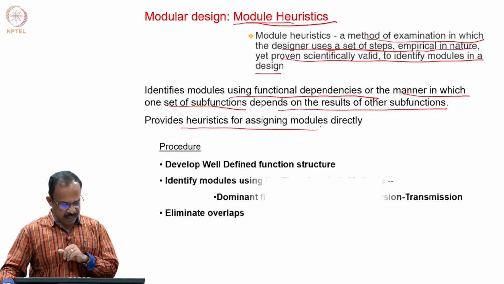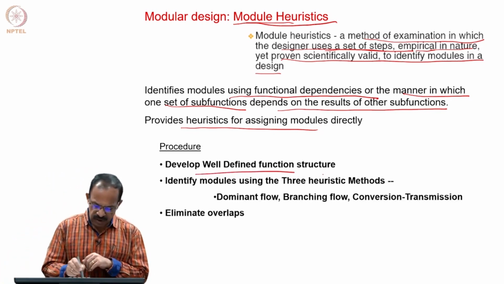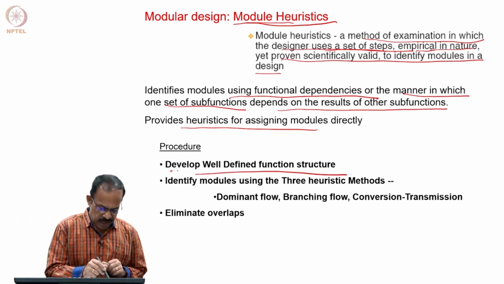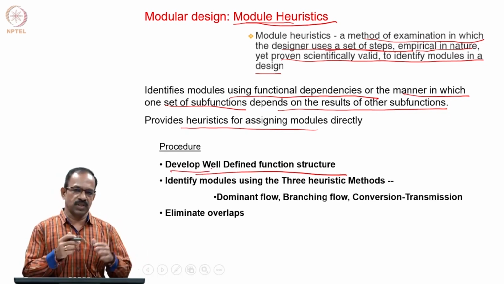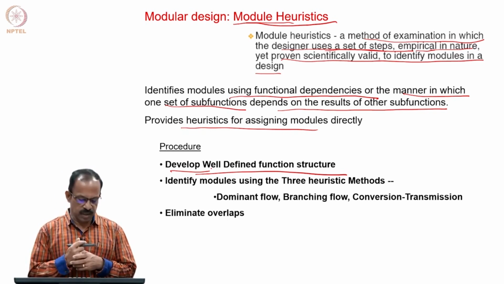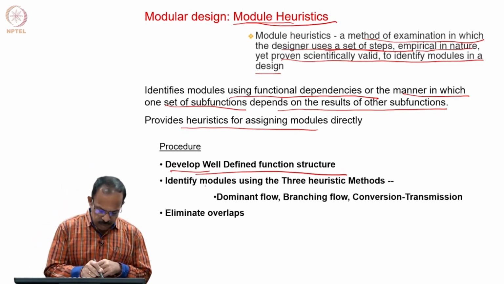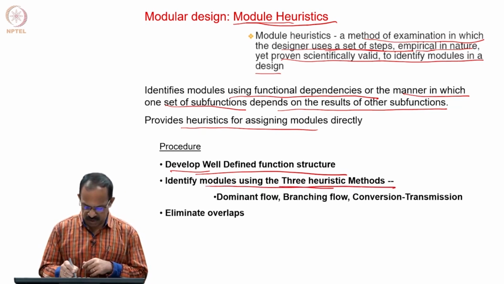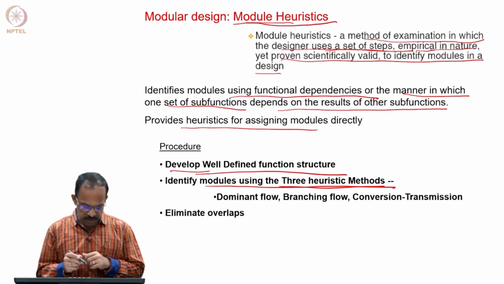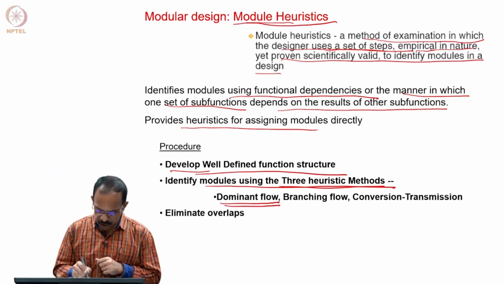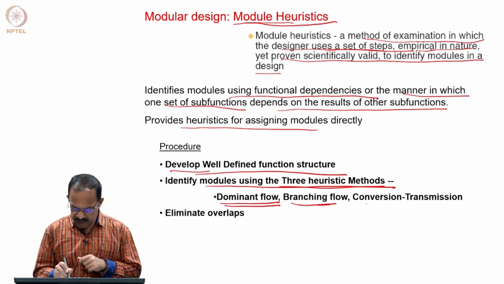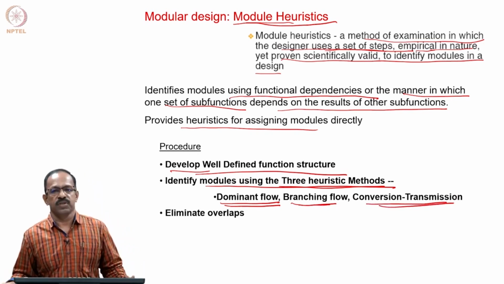So, the procedure is like this. You develop a well defined function structure. In the previous case also we did the same thing. We develop a well defined function structure based on the flows, that is the material, energy and information, and then identify modules using the three heuristics methods. So, these are the three heuristics that we want to use. The first one is known as the dominant flow heuristic, then the second one is branching flow, and the third one is known as the conversion transmission heuristic.